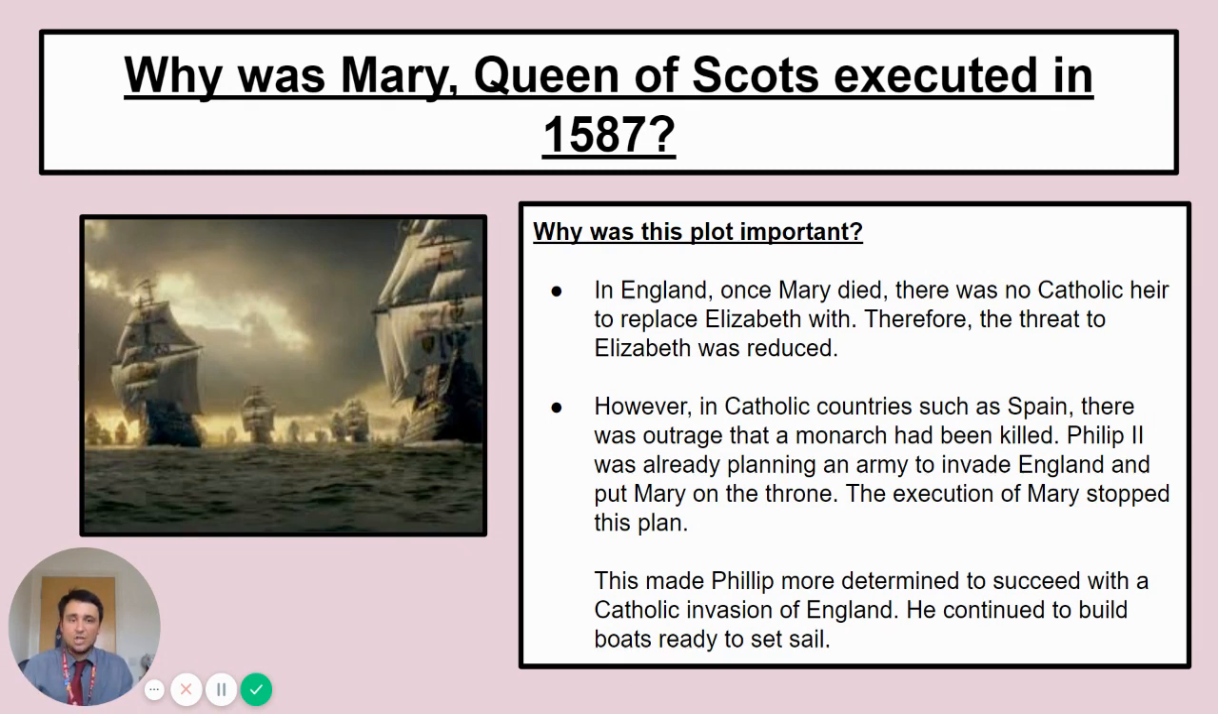But the execution of Mary meant that he could no longer invade and put Mary on the throne. Philip was more determined to succeed than ever before. Mary, Queen of Scots, had said, if I die, I want Philip II to be the leader of England instead. I want him to replace me. He wanted England now. He continues to build boats ready to set sail, and we'll look at that Spanish invasion very soon.